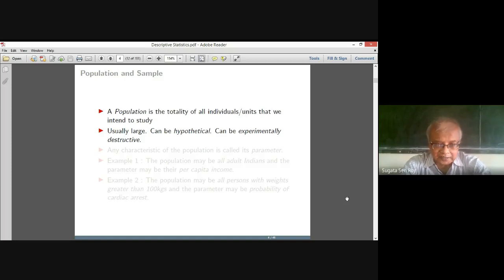Suppose we decide on this. Then you have a batch of 500 bulbs and you want to find out if the bulbs are good. What did you do? You switch on all 500 bulbs? Yes?